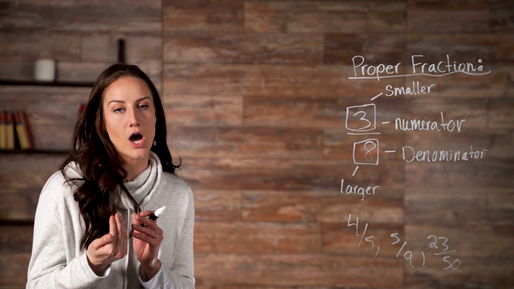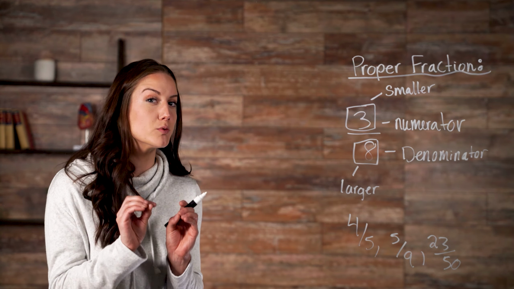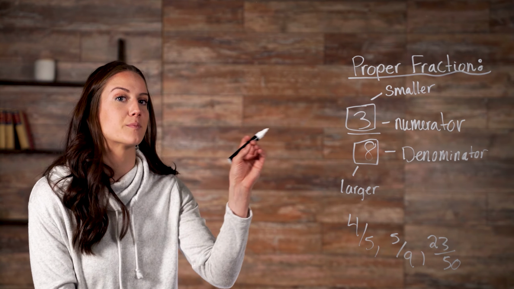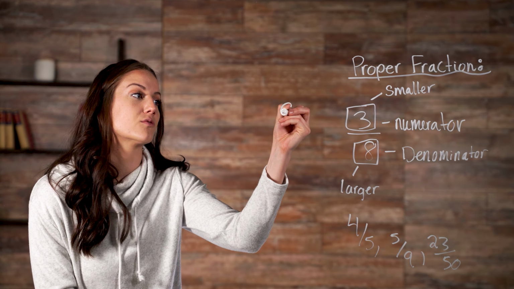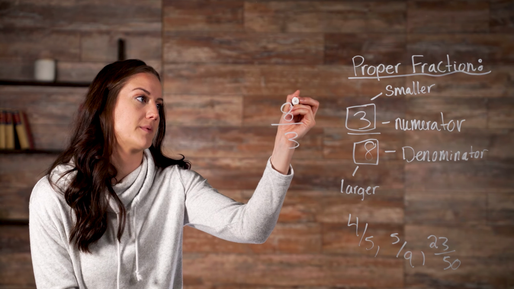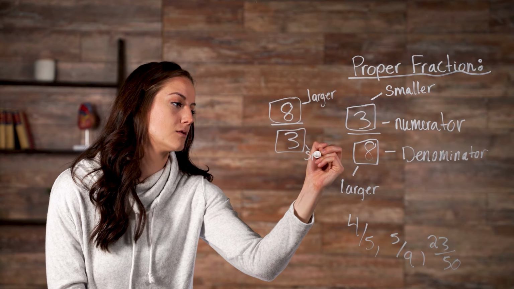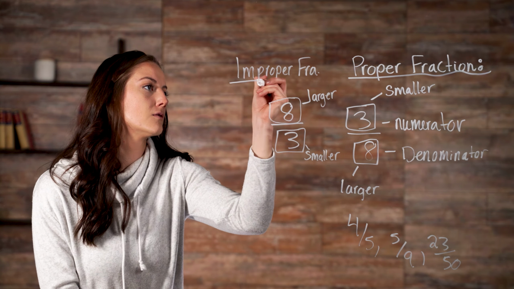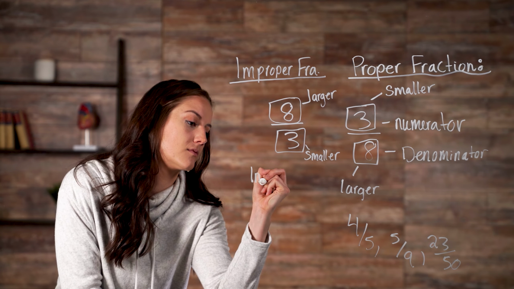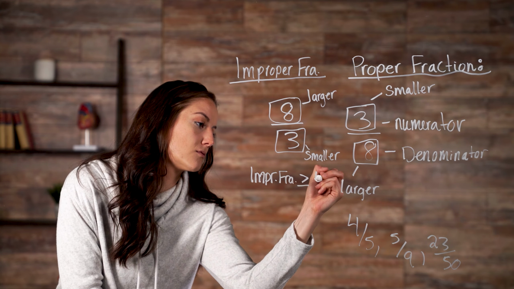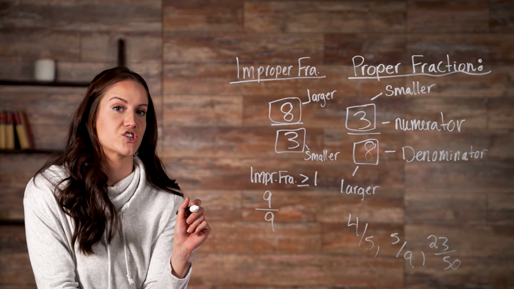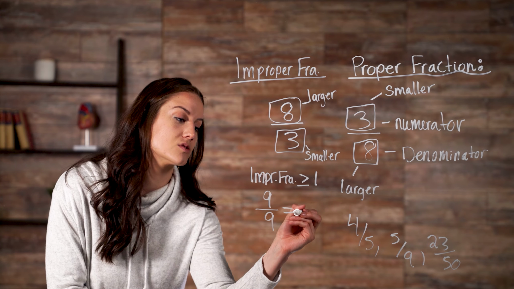An improper fraction is the opposite of a proper fraction in that the numerator is larger than the denominator. So while 3 over 8 is a proper fraction, 8 over 3 is an improper fraction because the numerator is larger than our denominator. Improper fractions are always equal to or greater than 1. That means that 9 over 9 is an improper fraction since it's equal to 1.